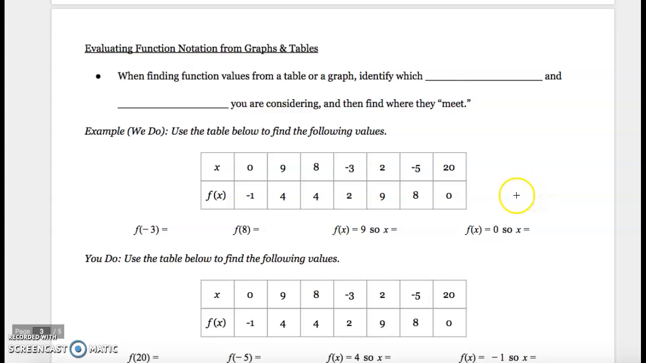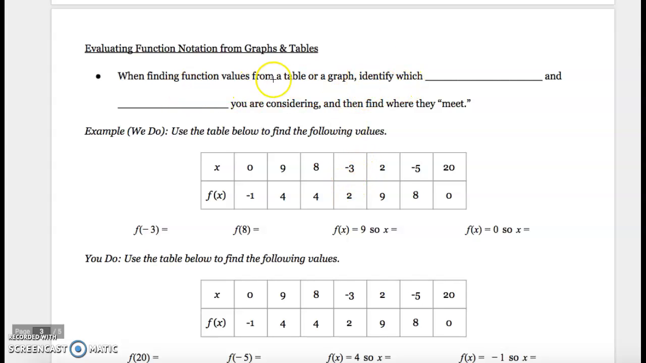Hey guys, today we're going to look at evaluating function notation from graphs and tables. In general, this doesn't require as much actual work on your paper as evaluating functions from equations or composite functions. Mostly it's just going to be identifying the correct places on your table and graph.